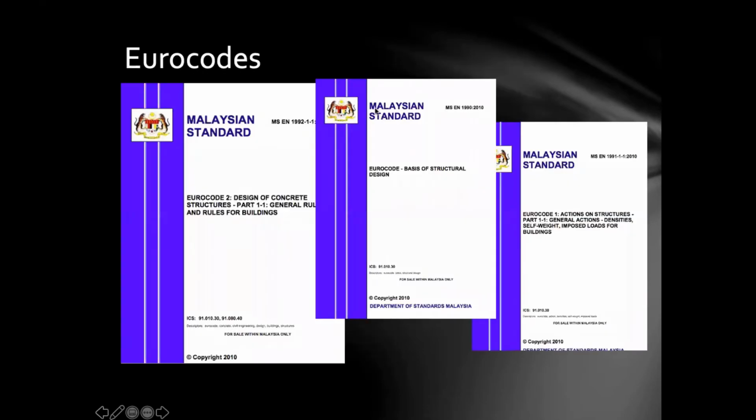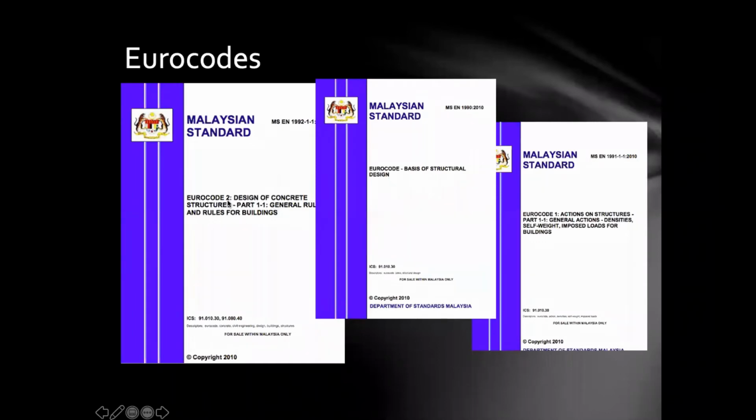Okay, this is another code. Kita panggil code Malaysian Standard. Seperti saya kata tadi, bila you buat design, you need to follow the standard. So this is our standard, Malaysian standard. So kita ada Eurocode 2, basis of structural and action. So what is design of structures? Yang ini dia bagi design rules.